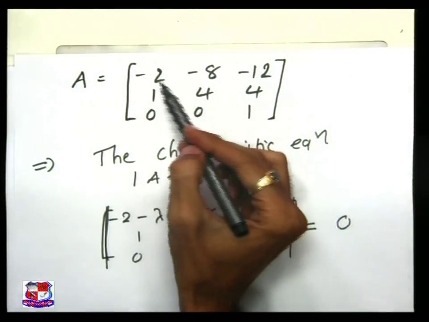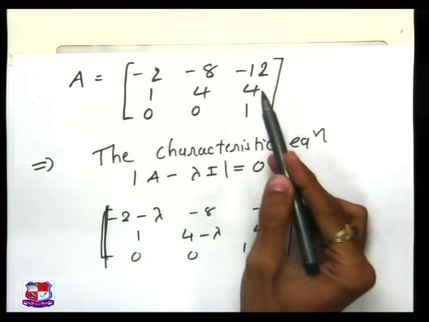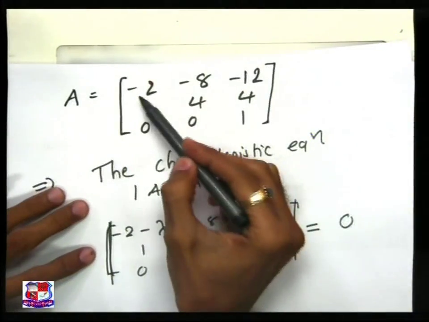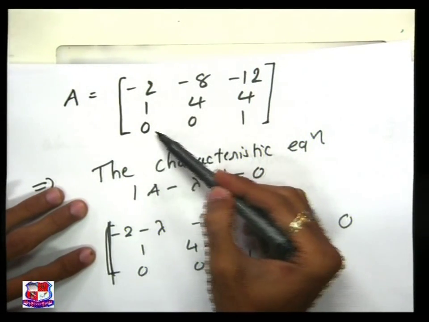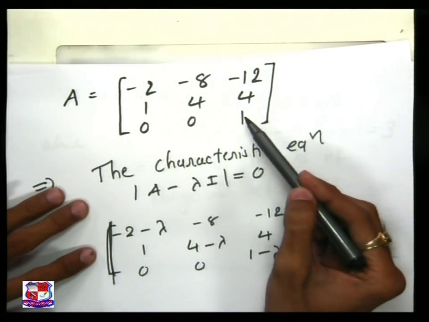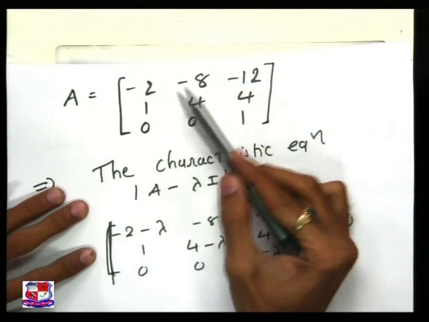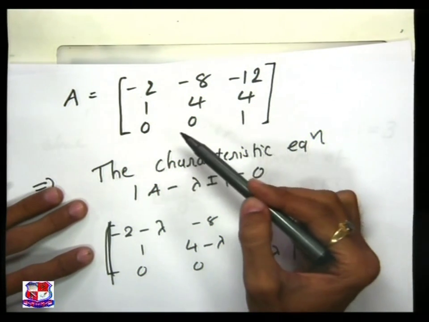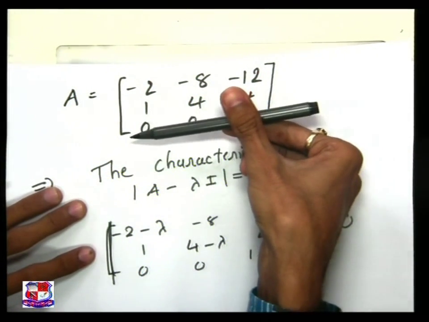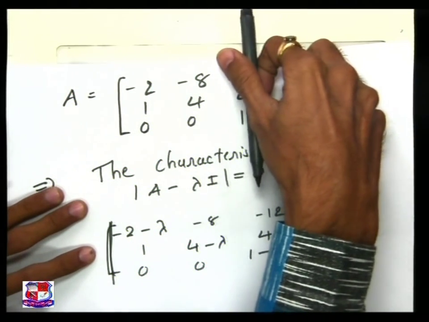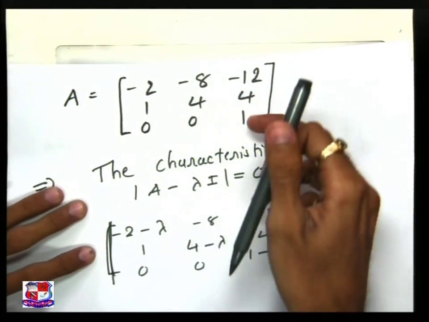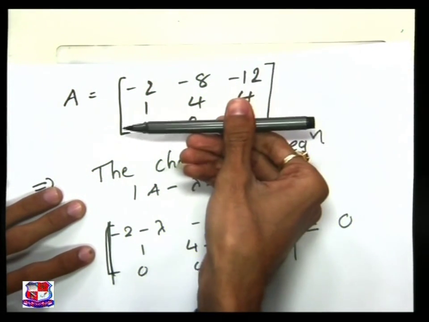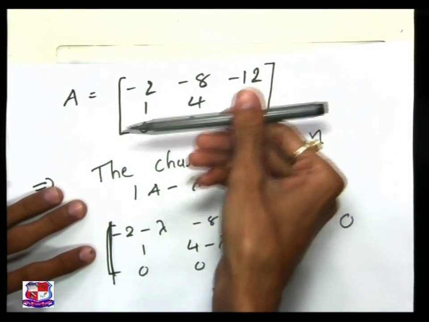As we all know, the minor of minus 2 is the determinant of 4 4, 0 1, right? The minor of 4 is minus 2 minus 12, 0 and 1, and the minor of 1 is minus 2 minus 8, 1 and 4. That means if you want to find the minor of 1, then if we delete this row and this column, that will be the minor of this element, right?